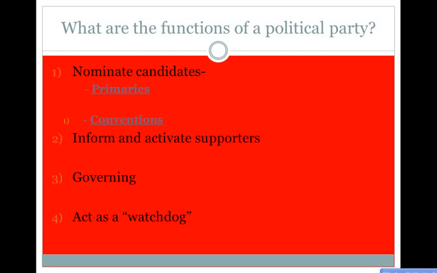The first thing that political parties do is they nominate candidates. So whether we're talking about for president or for U.S. Senate or for governor or even for mayor or city council, the different political parties nominate candidates who are then going to run in the general election against the candidate or candidates of another party. Okay? There are 2 ways that we nominate candidates in the United States. The first is through primary elections.